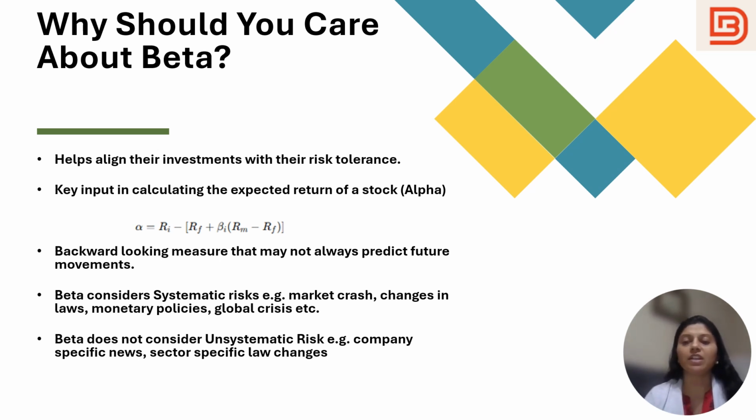Beta is a key input in calculating the expected return of a stock, which is nothing but alpha, and we discussed alpha in the last video. This expected return helps in making informed investment decisions. But remember, beta is not the only thing that you should consider while thinking about risk. You should also consider the unsystematic risk which is related to the company. For example, lawsuits against the company, fraud, unethical practices, high debt, or it can also be mergers, acquisitions, competitive risk, and many more.